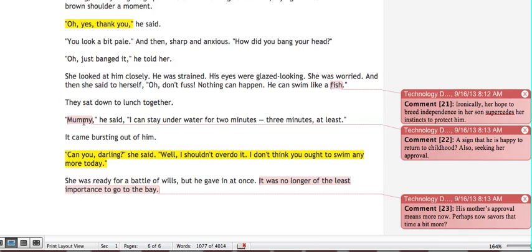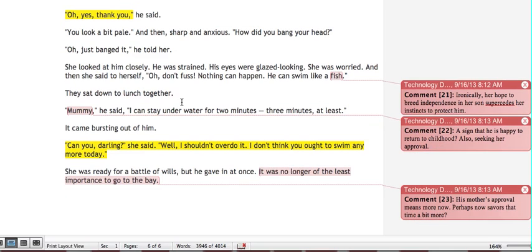And he uses the word mummy back to the diction. And mummy is definitely a childish way of referring to your mother, not mother or mum or something like that. And we have this final thought of mother looking at him closely, noticing how awful he looks after he's almost died underwater in this cave. And she said, "Oh, don't fuss. Nothing can happen. He can swim like a fish."